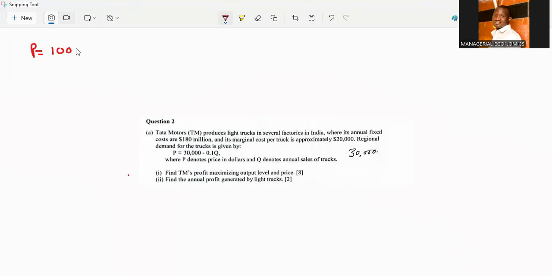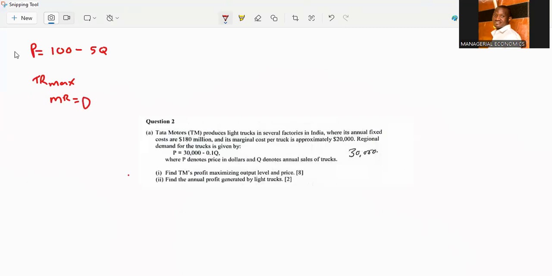Okay. 100 minus 5Q. So this is the price function. When they ask you to maximize revenue, total revenue is maximized when you do what? When you equate the marginal revenue to 0. So you find the price and quantity that will maximize your total revenue.